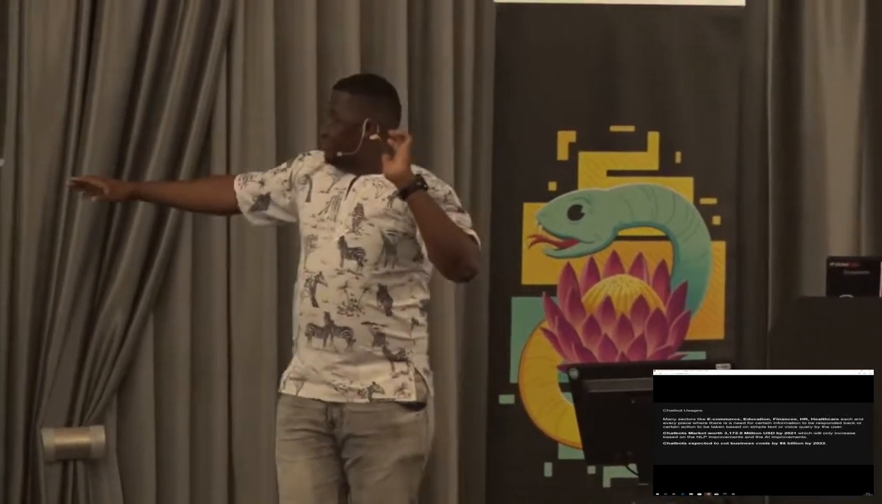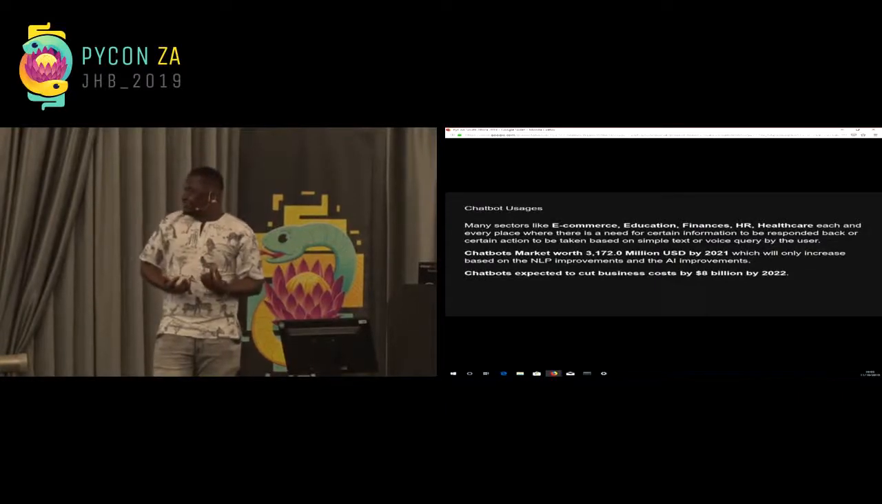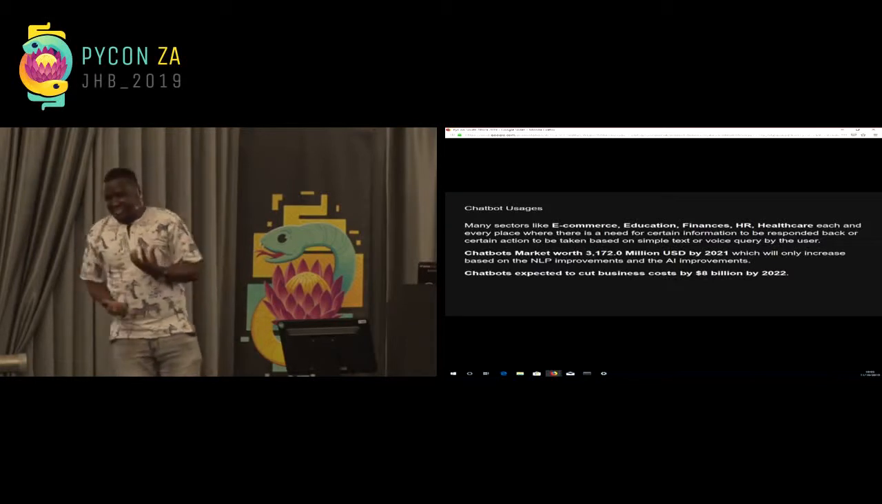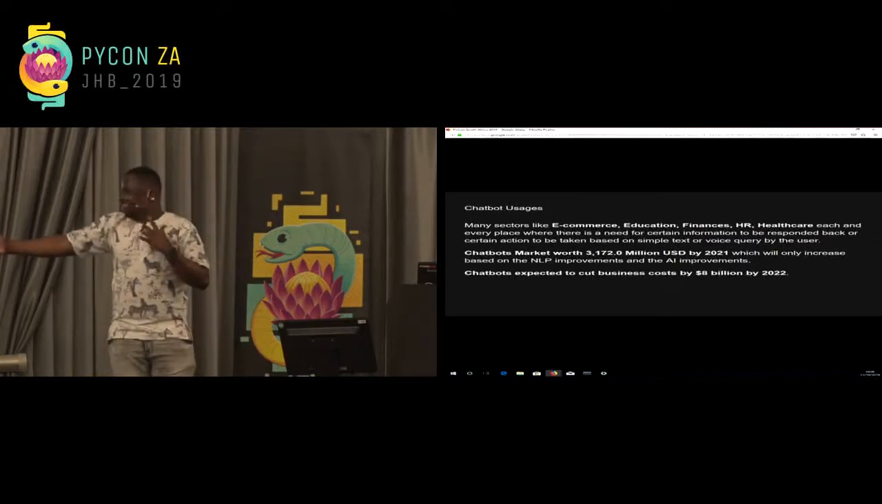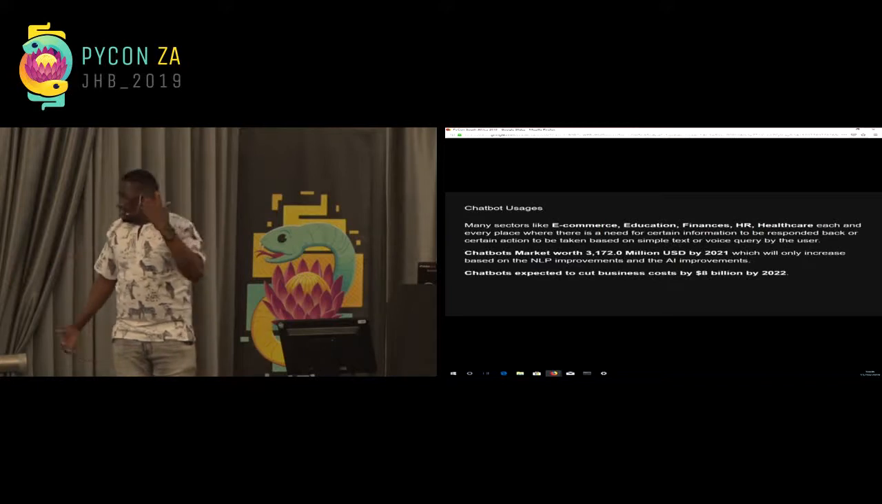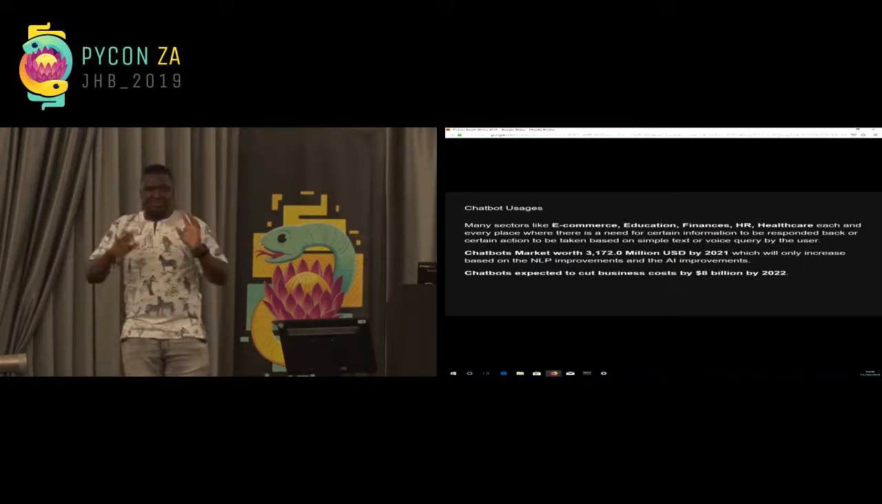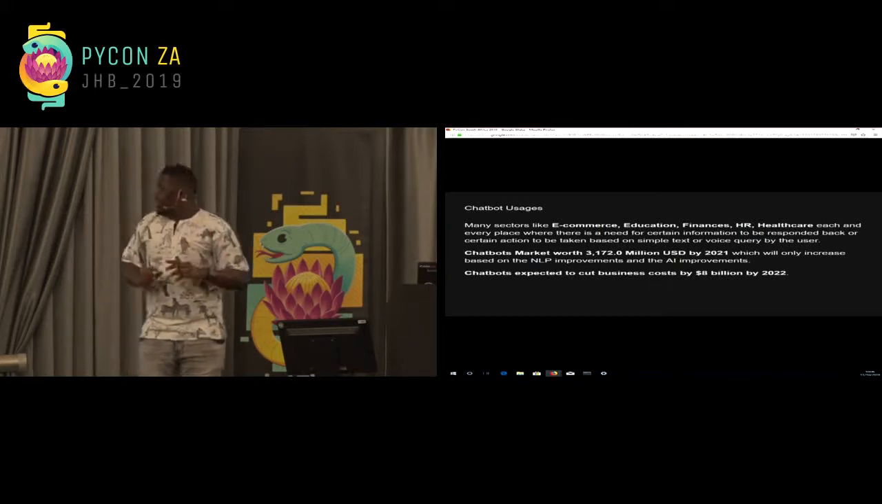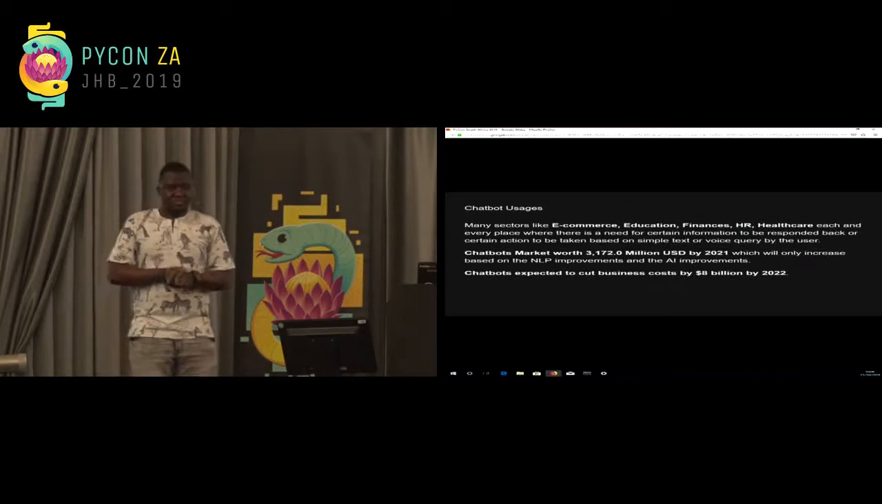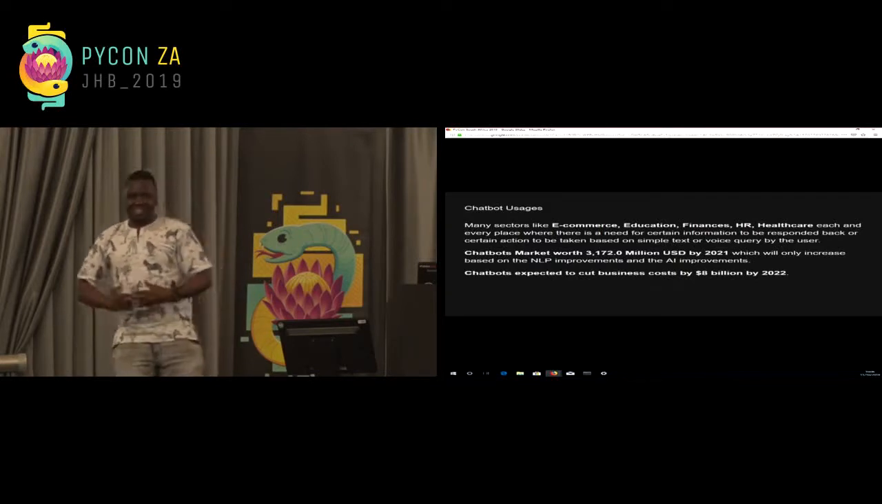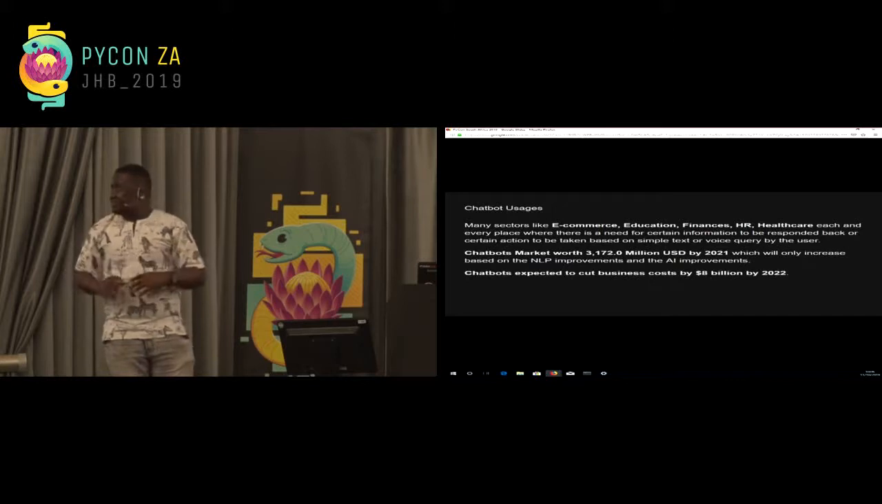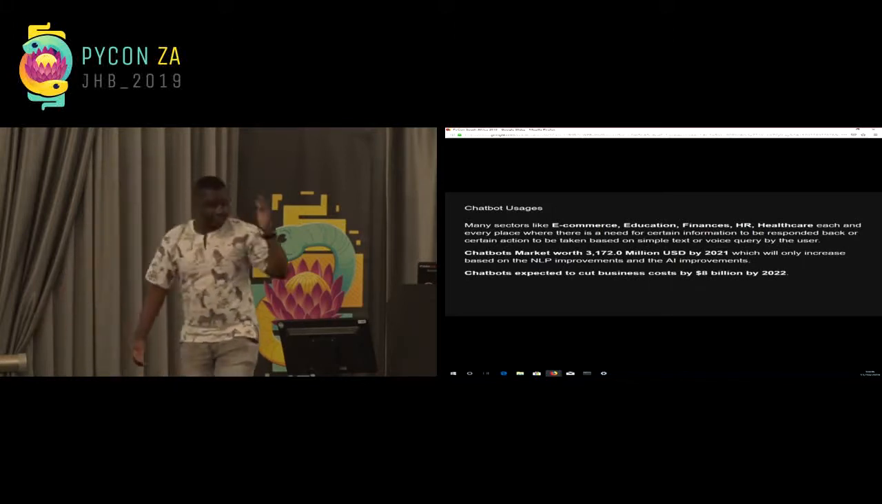So chatbots are expected to cut business costs by 8 billion by 2020. Yeah, it's true. Since a chatbot is like artificial intelligence, people are scared of losing jobs. We are moving to a lifestyle where everything can be automated, where we let the system do everything for human beings. But it doesn't mean all people will be jobless, no. We are just making life easier for our clients and customers, and very accessible to everyone.